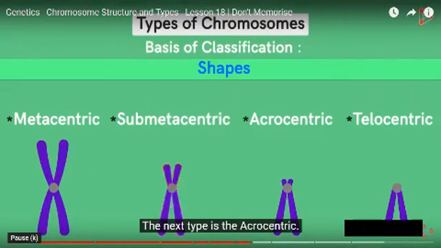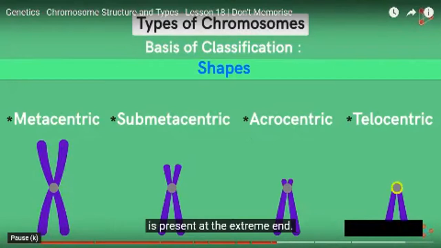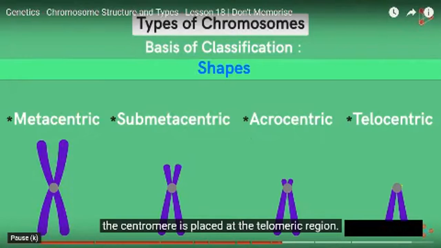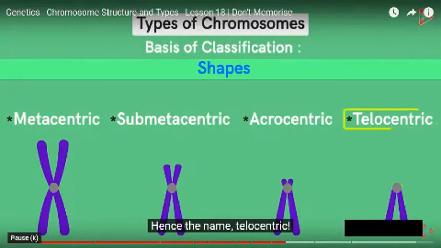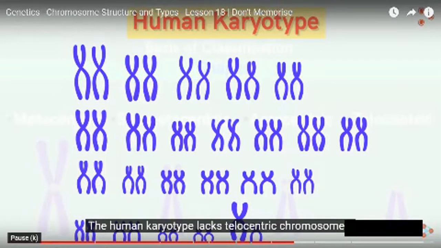The next type is the acrocentric. In this, the centromere is seen almost towards the end region. The term acro in Greek relates to peak. Thus, the name acrocentric refers to the type where the centromere is near the terminal region. Lastly, what we see is that the centromere is present at the extreme end. That is, the centromere is placed at the telomeric region. Hence the name telocentric. However, these chromosomes are not found in humans. The human karyotype lacks telocentric chromosomes.